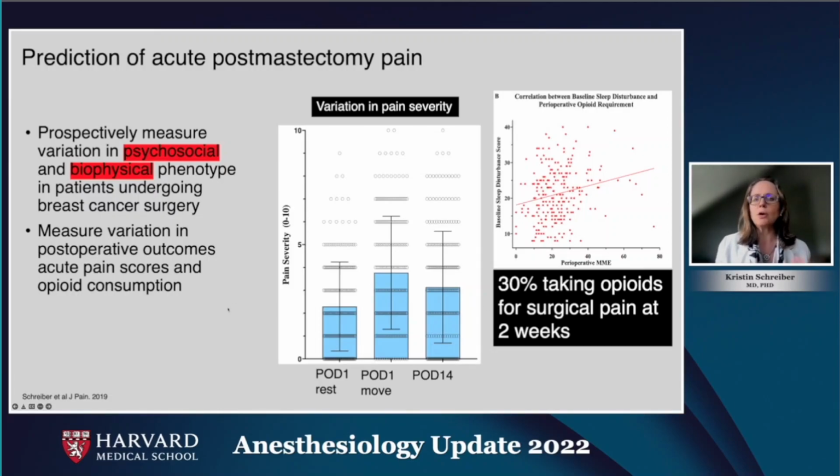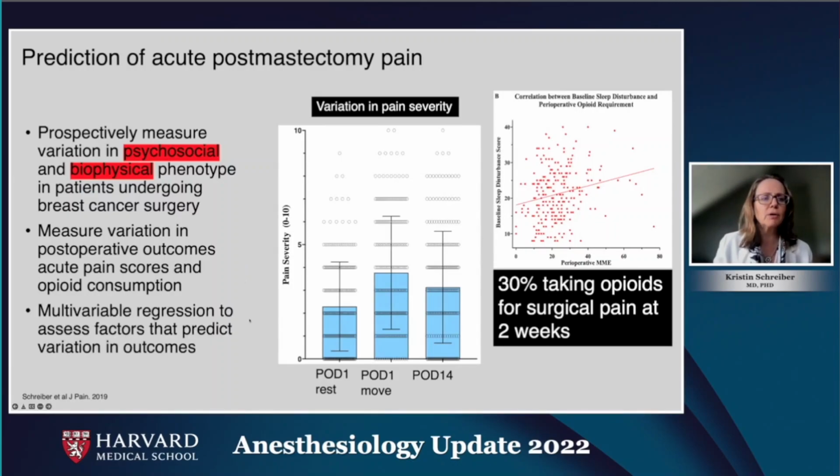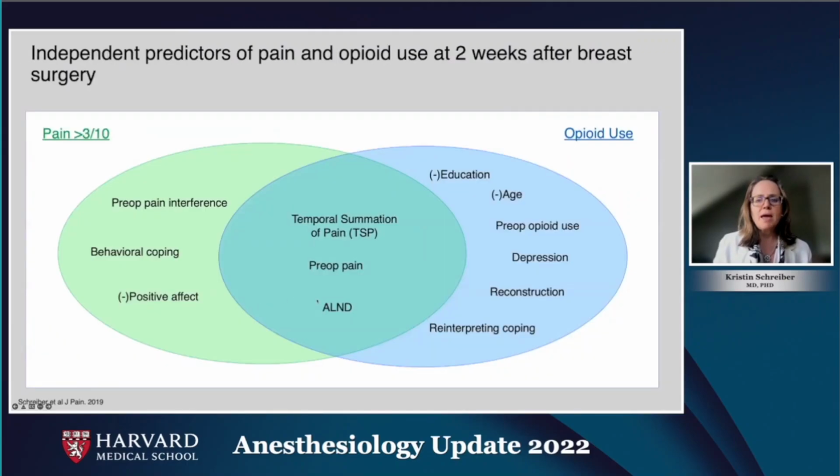And so we wanted to know, again, what of these preoperative factors, including aspects of the psychosocial and biophysical phenotype, could help predict this variation in outcome. So we used, again, a multivariable regression approach. And again, the independent predictors of pain are in green and opioid use in blue. Again, we see that temporal summation of pain is an independent predictor of both more severe pain and greater opioid use in our breast cancer surgery patients.